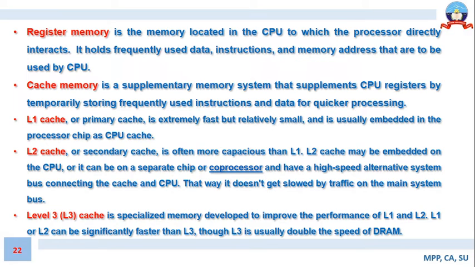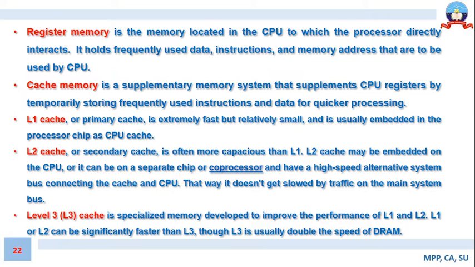So that is the purpose of L2 cache. Now L3 cache. L3 cache is an off-board memory that is developed in order to improve the performance of L1 and L2 cache. L1 and L2 cache are significantly faster than L3 cache, and generally L3 cache is double the speed of RAM. So that is what L3 cache is.